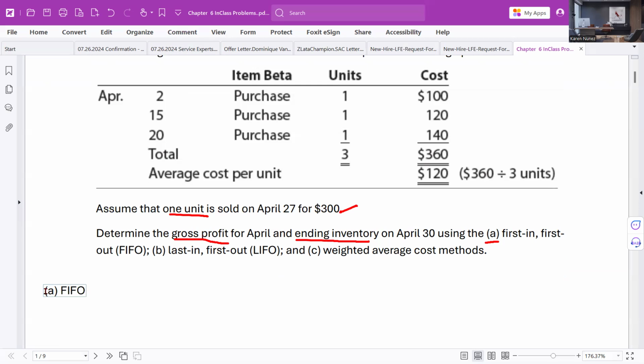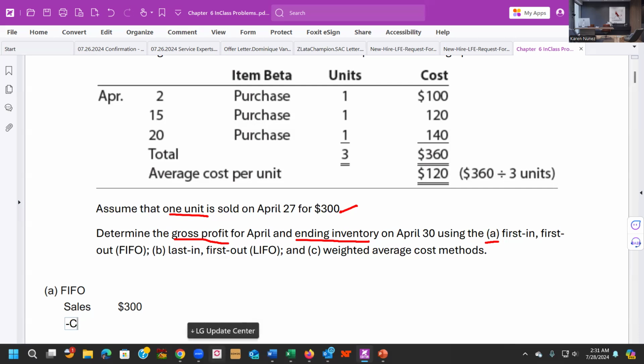Now, gross profit. What is gross profit? How do we calculate gross profit? Well, gross profit is our sales, and we know what the sales are. Sales are $300, and we want to subtract the cost of goods sold. I'm not going to spell that out every time I need it, so cost of goods sold is going to be abbreviated COGS.